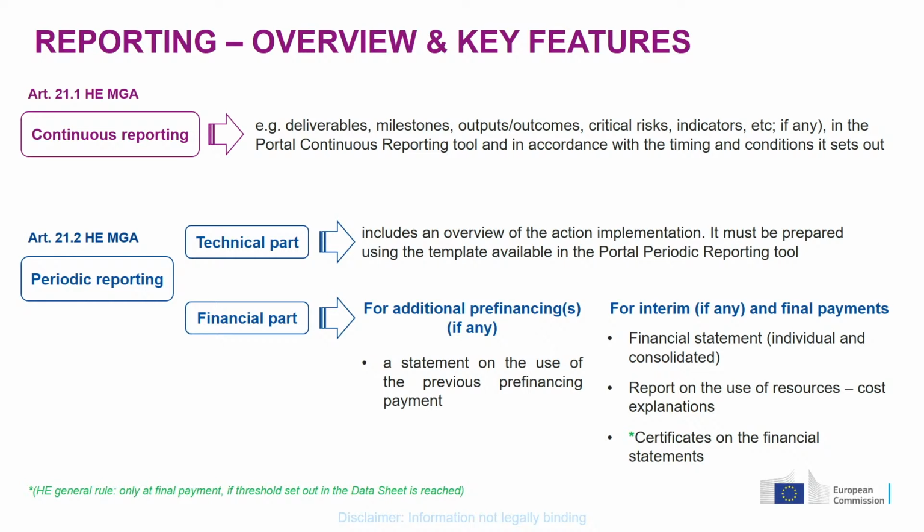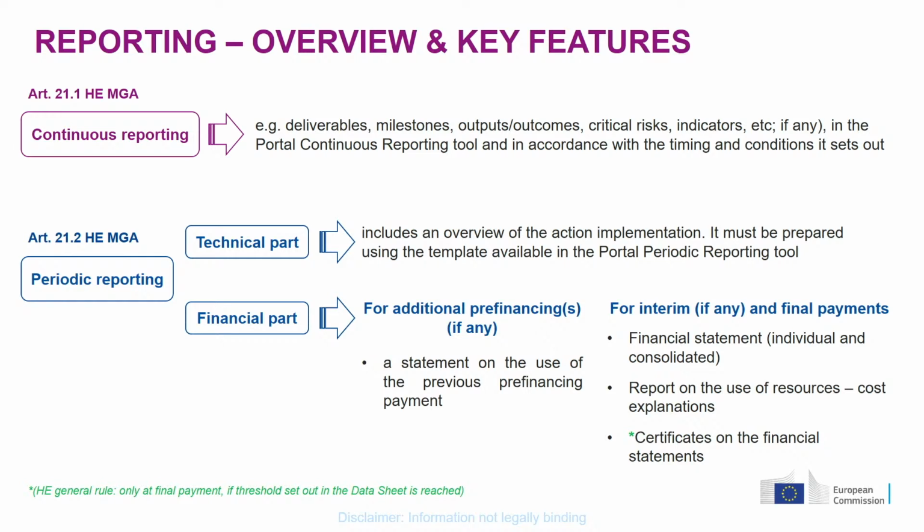If, for instance, it is foreseen in your grant agreement to have a second pre-financing, you will have to provide us with a statement on the use, on the consumption, if you prefer, of the previous pre-financing. If you are reaching an interim payment, an interim periodic reporting period, you will have to provide us with what we call individual financial statements. These are individual per beneficiary and affiliated entity, and will also be consolidated in the IT system. You will also have to explain a bit more about the use of resources and maybe provide some cost explanation.